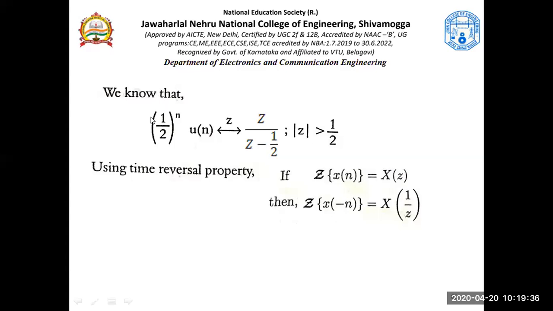Now see here, half power n u of n is x of n now. This signal is in this place. That means the Z transform of half power n u of n is z by z minus half with ROC magnitude z greater than half. Now negate this. Therefore, what is the Z transform of half power minus n u of minus n? In the Z transform here, we have to replace z by 1 by z. So that is what is done here.